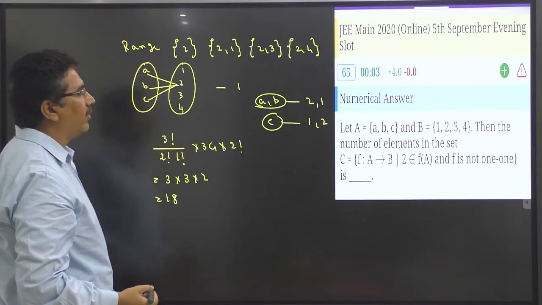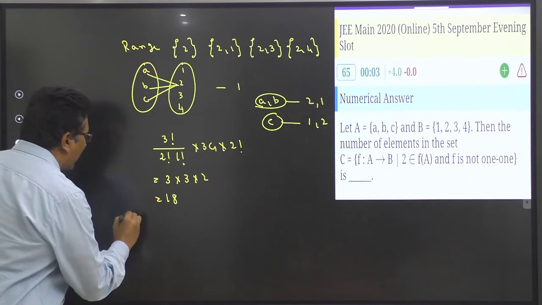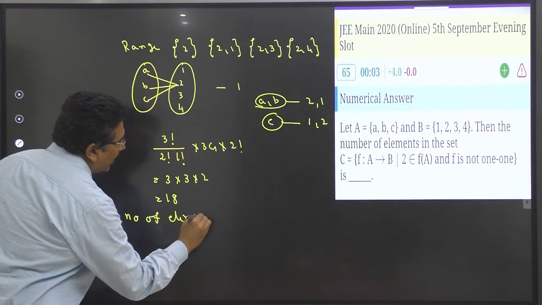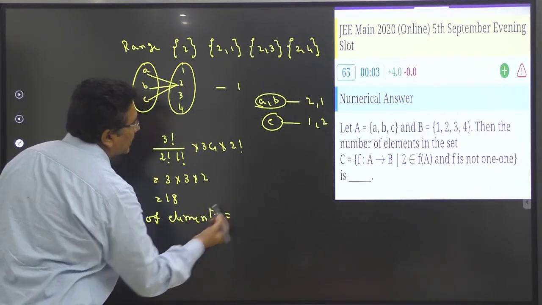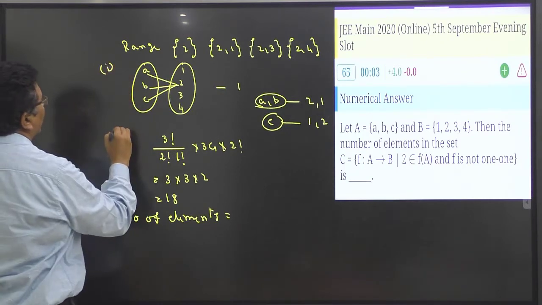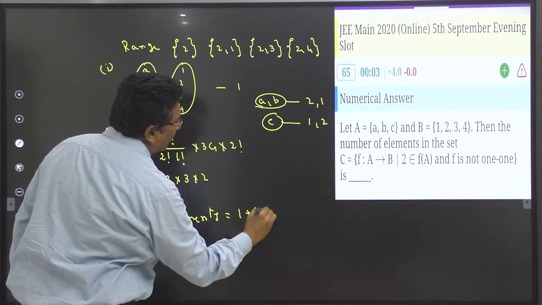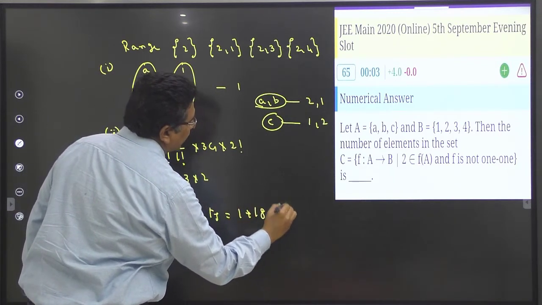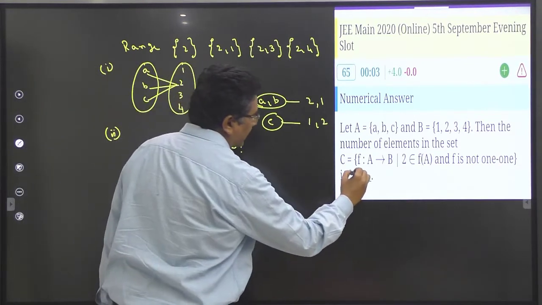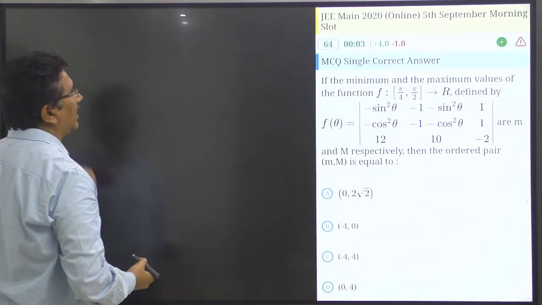Therefore, the number of elements in the set C is case 1 plus case 2, that is 1 plus 18, which is equal to 19. So the answer is 19. Now let us see another one.